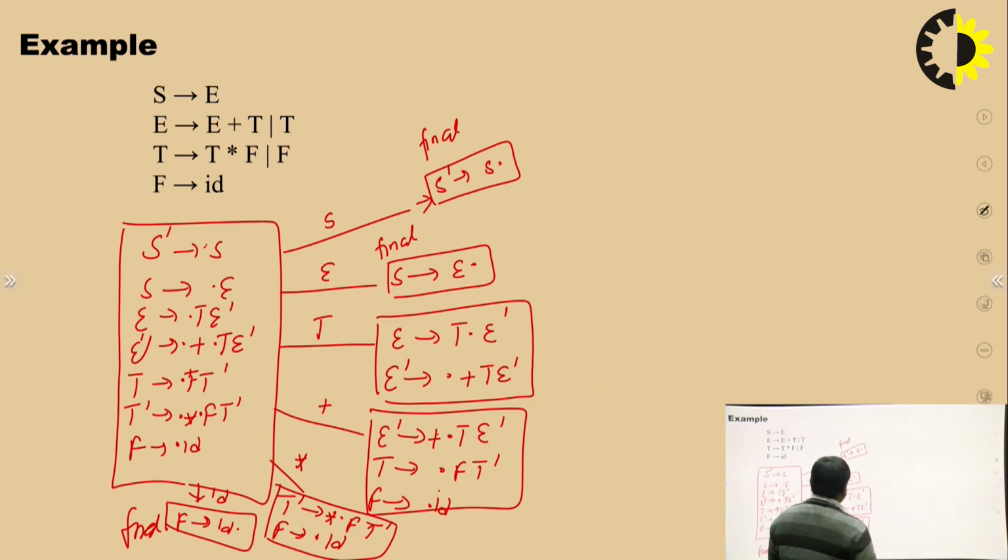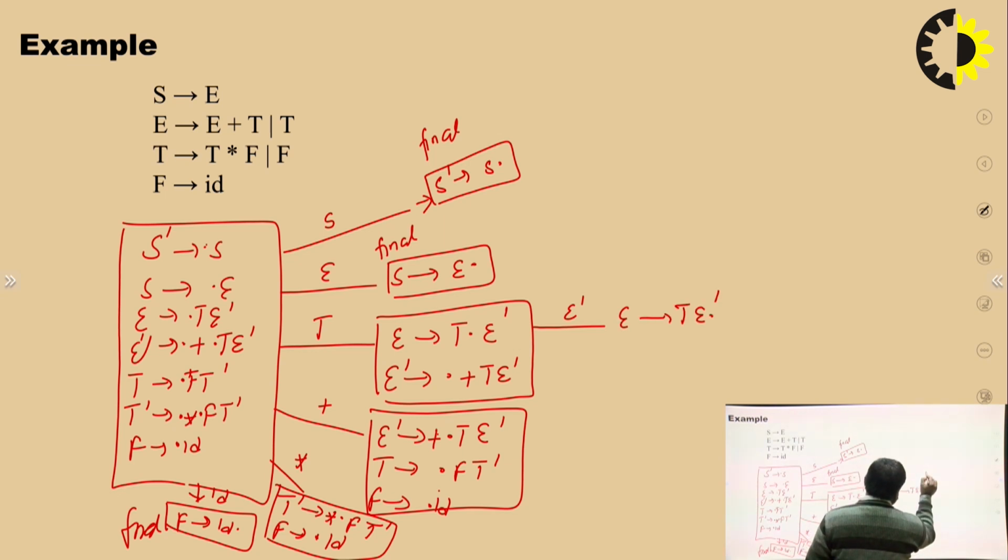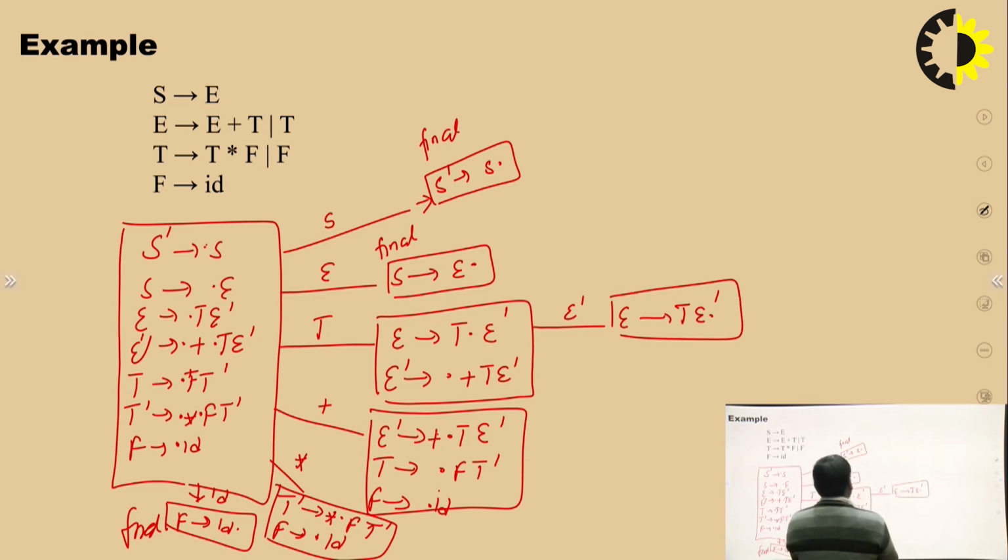Now, we explore this production. Now, here what is the E dash? E tends to T E dash. Now, this is your final state because dot comes at the last. This is the final state.